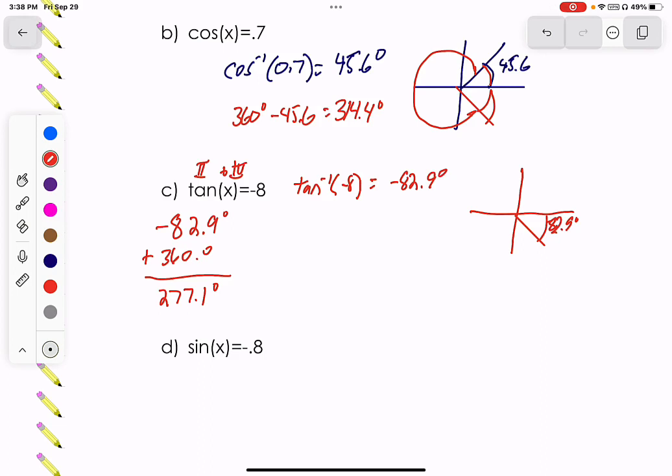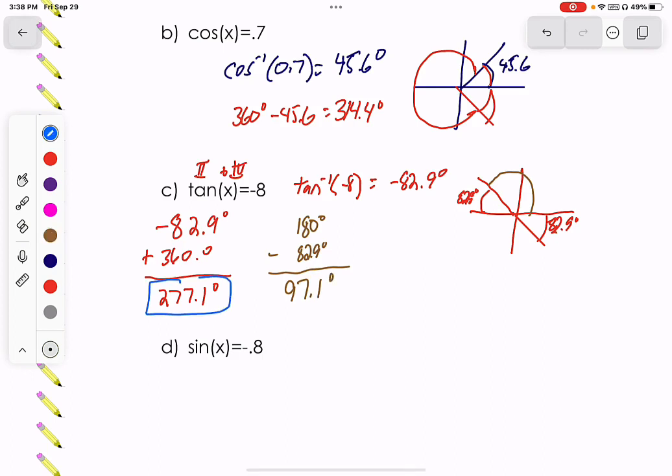So we can also do this angle. Again, we know that it's in quadrant 2. So right here is our 82.9 degrees from the horizontal. To get this angle between 0 and 360, we're going to go ahead and subtract from 180. So this is going to be 180 degrees minus 82.9 degrees, and that's going to give me 97.1 degrees. So my answers to this problem are going to be 277.1 and 97.1 degrees.